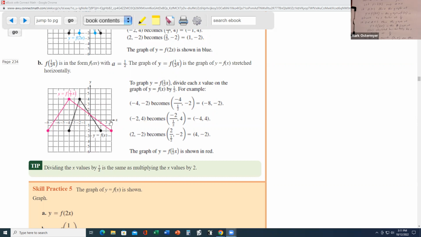And the point (-2, 4), which is on the graph of the basic parent function right here, what happens to its x coordinate?